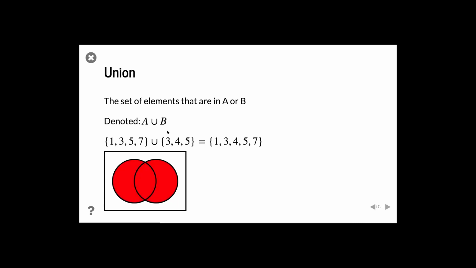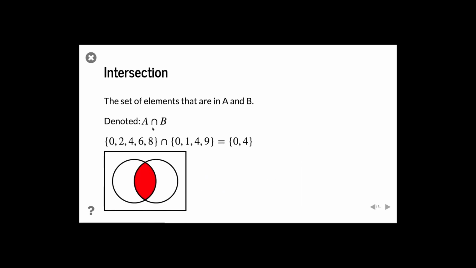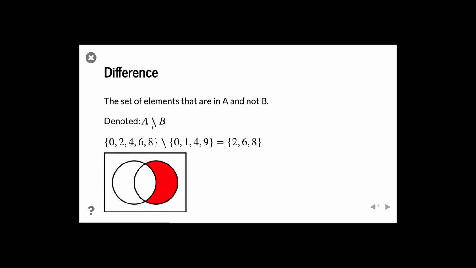First of all, we have set union. This is the elements that are in either set A or set B, and we denote it with this little U symbol. Conversely, we have set intersection. This is the set of elements that are in A and B, and this is notated with the upside down U symbol. And set difference is the set of elements that are in A but not in B.